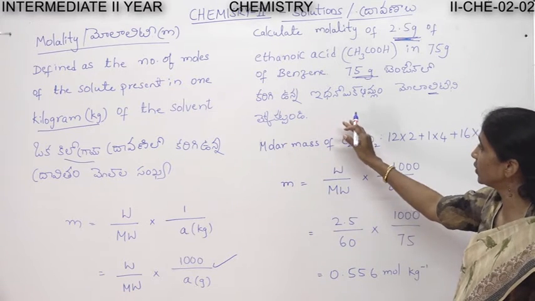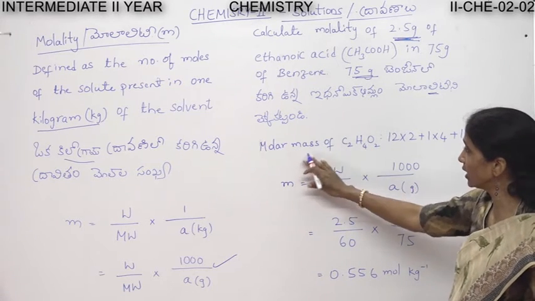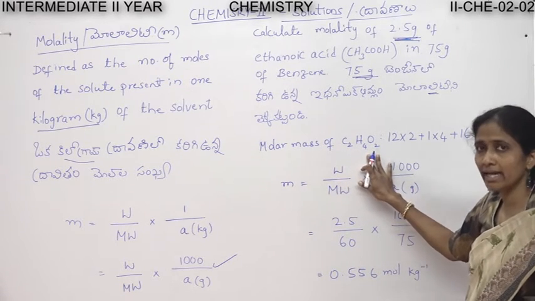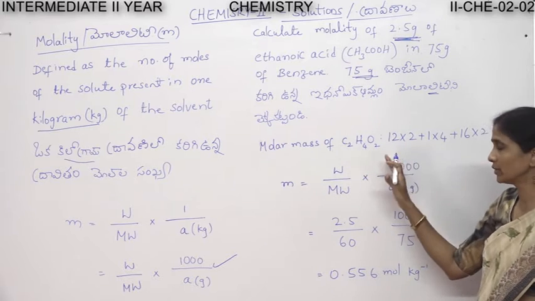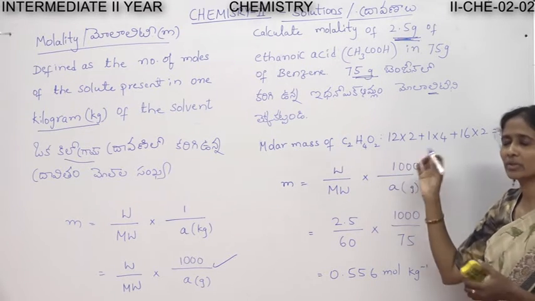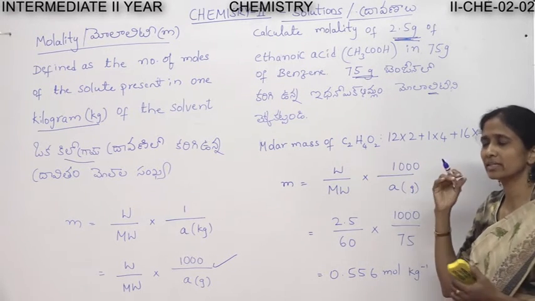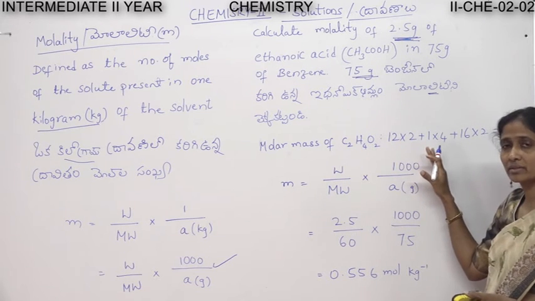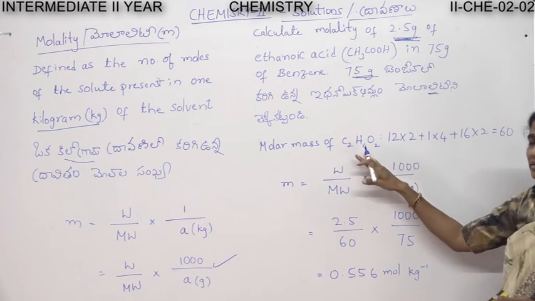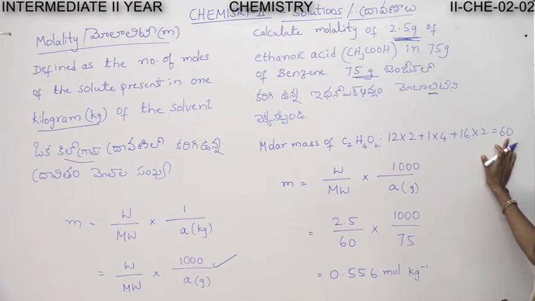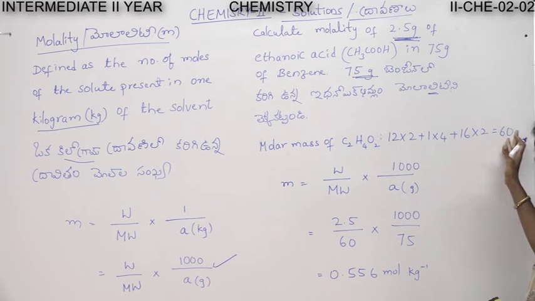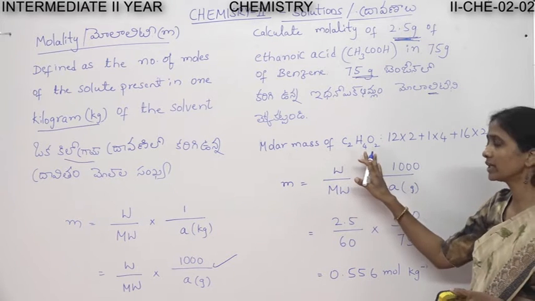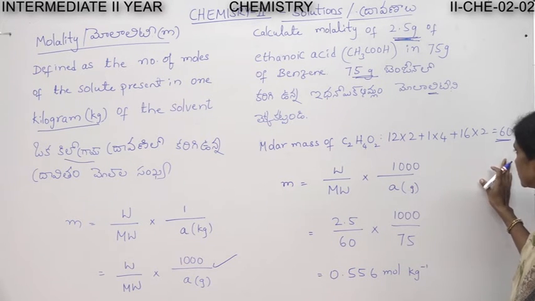So now let's see. Molar mass of ethanoic acid. So molar mass of ethanoic acid. So you know how to calculate molar mass. That is very, very easy. So 12 into 2 plus 1 into 4 plus 16 into 2. That equals 60. Okay, that equals 60. That means molar mass of ethanoic acid is 60.